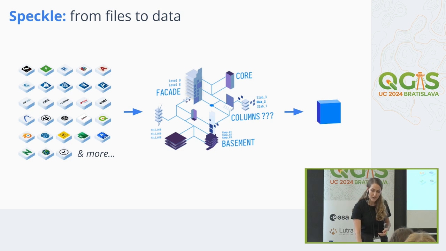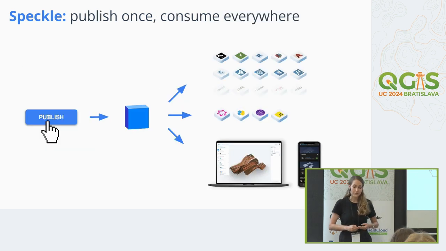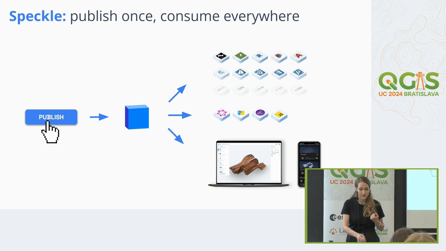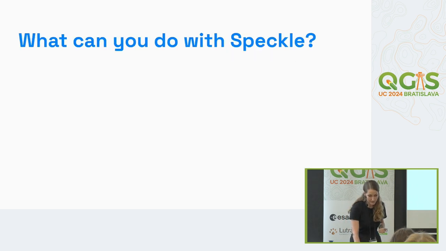in the same format. So once you publish it to Speckle, you can pull it back into other apps or in the same app. You can query the data, run integrations and automations on it, or you can view it in the web browser and collaborate with others.